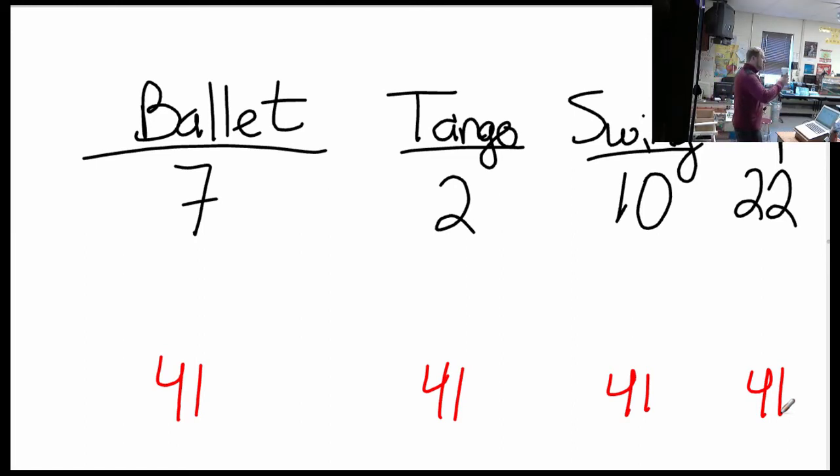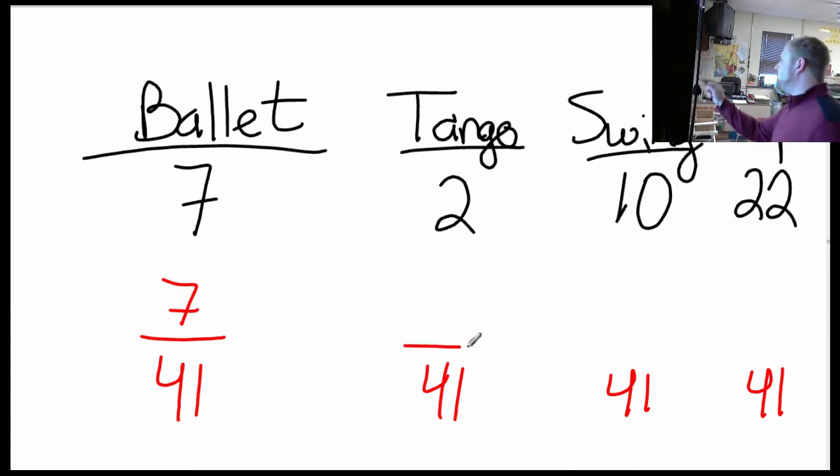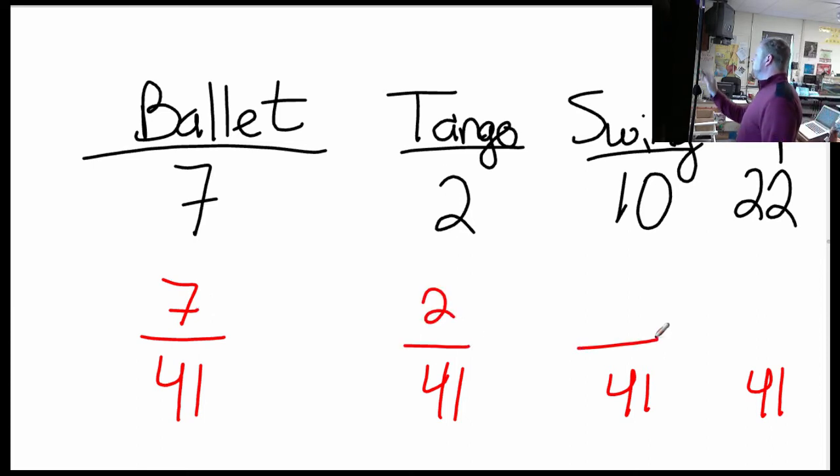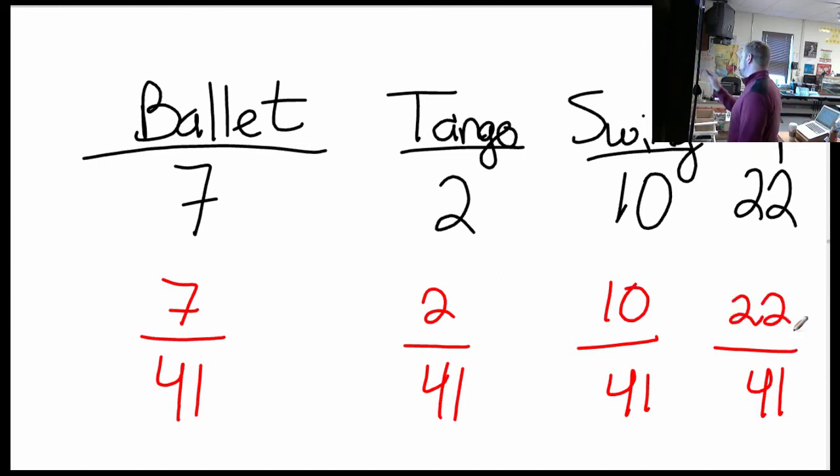Now, how do I find the percent of the people that are ballet? How do I do that? Drake? You divide the 7 by 41. Very good. This is the fraction of people that are ballet. The fraction of people that are tango, the fraction of the people that are swing dancing, and the fraction of people that are tap dancing. Can I convert those into percents? I can convert those into percents.